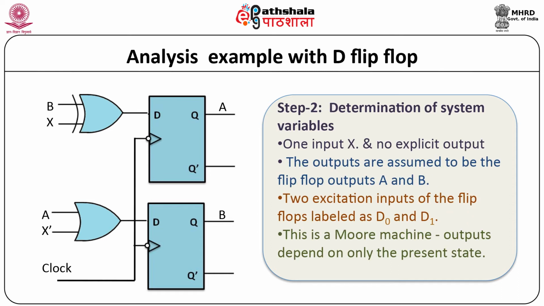Step 2, determination of system variables. There is one input X and no explicit outputs. In this case, the outputs are assumed to be the flip-flop outputs A and B. These are also called as state variables. There are 2 excitation inputs of the flip-flops. As the type of flip-flop is D flip-flop, the excitation variables can be labeled as D0 and D1. This is an example of Moore machine where the outputs depend on only the present state.